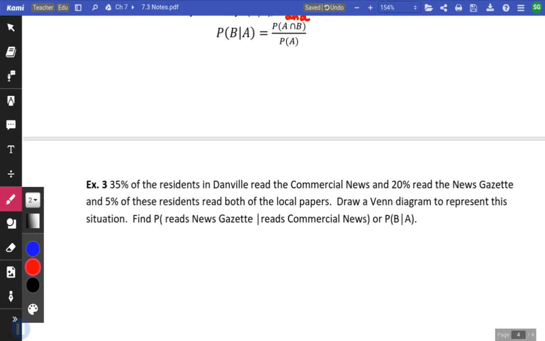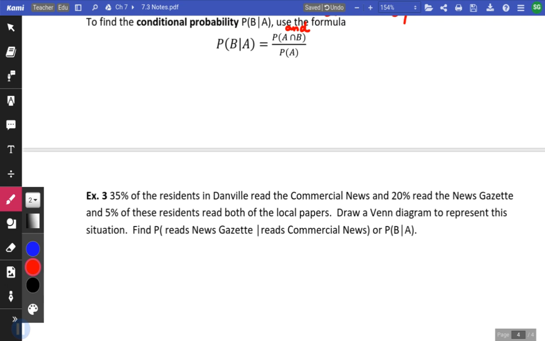Okay. If we have 35% of the residents in Danville read the newspaper and 20% read the News Gazette and 5% of these residents read both papers, draw a Venn diagram.